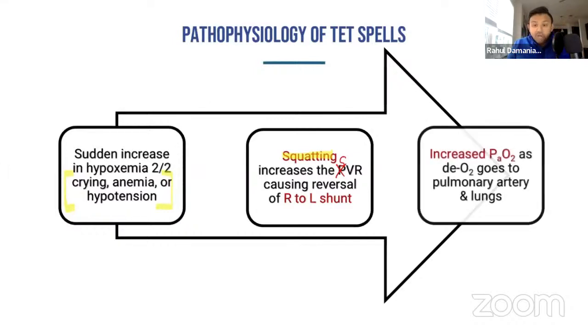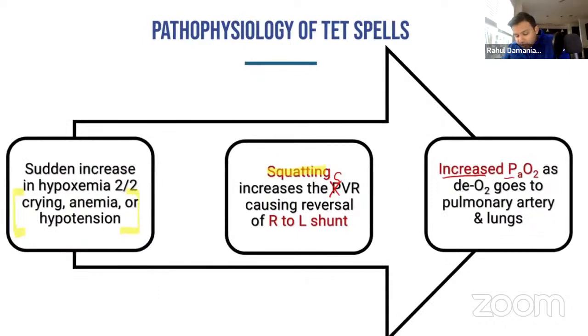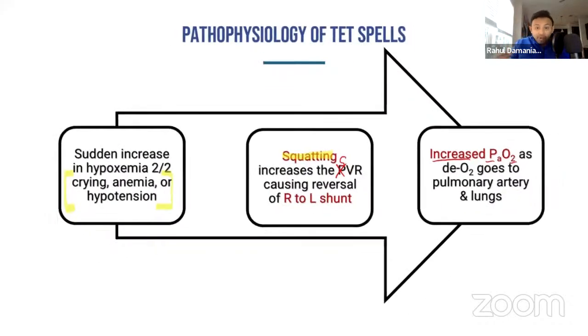What's high yield for us to know is that as you're reversing the shunt from left to right due to increased systemic vascular resistance, you are going to have increased PaO2, as all of this deoxygenated blood is going to go from left ventricle to right ventricle and then into the actual pulmonary outflow tract, i.e. the right ventricular outflow tract, and into the pulmonary arteries.